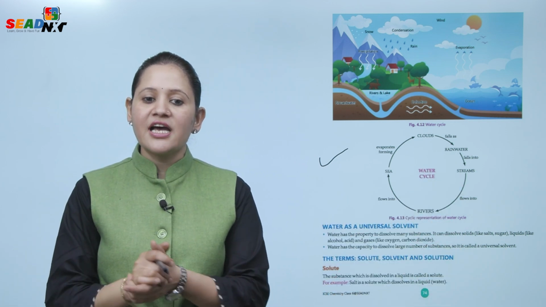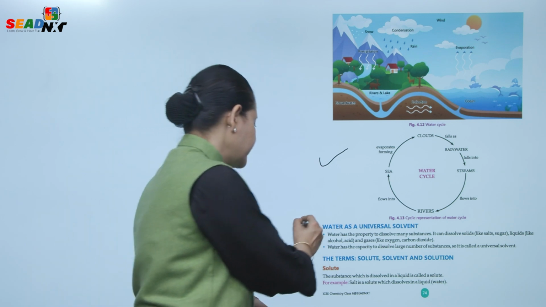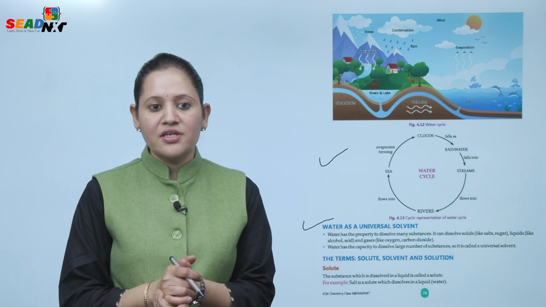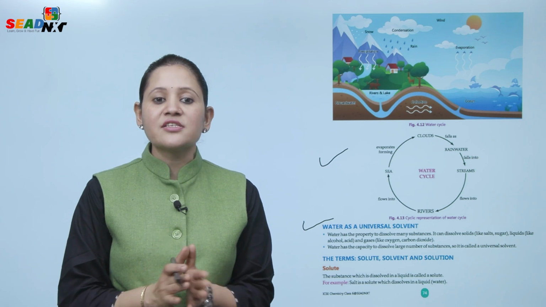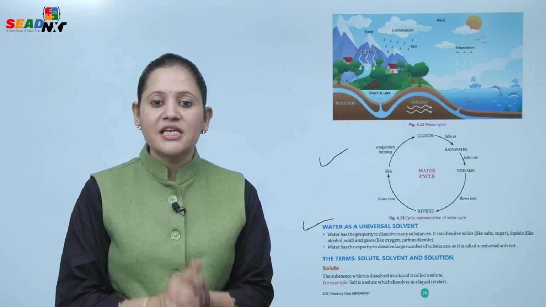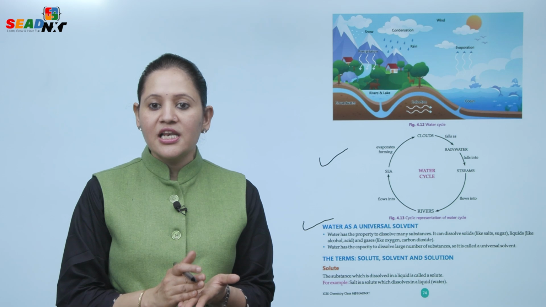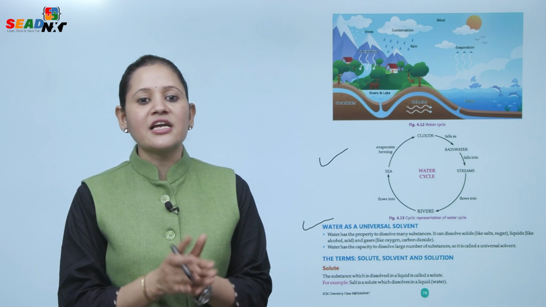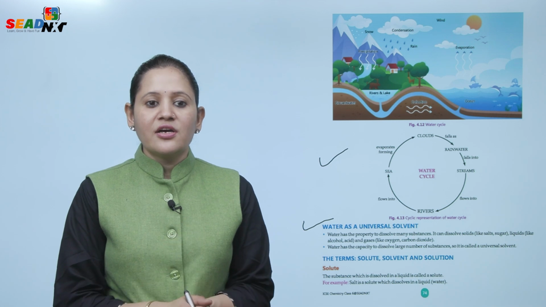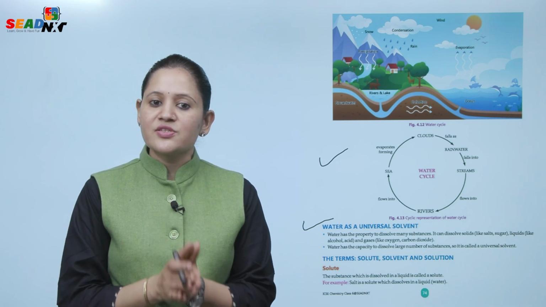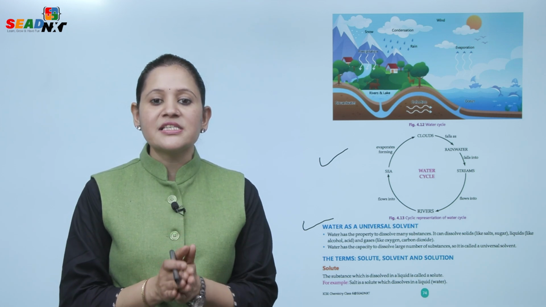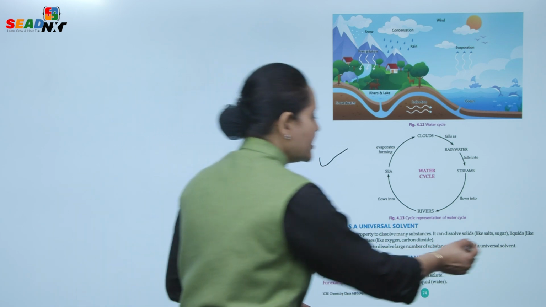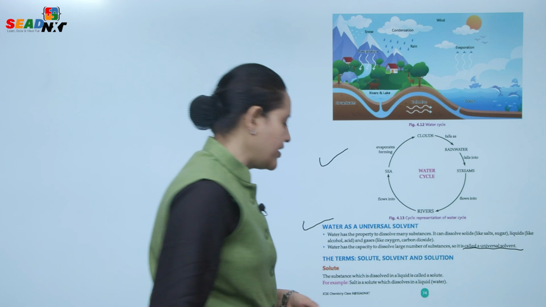Next is water as a universal solvent. Why do we call water a universal solvent? Because water has the property to dissolve many substances. It can dissolve solids like salt, sugar, liquids like alcohol and acid, and gases like oxygen, carbon dioxide. Water has a capacity of dissolving a large number of substances. That is why it is called a universal solvent. So water is a universal solvent.